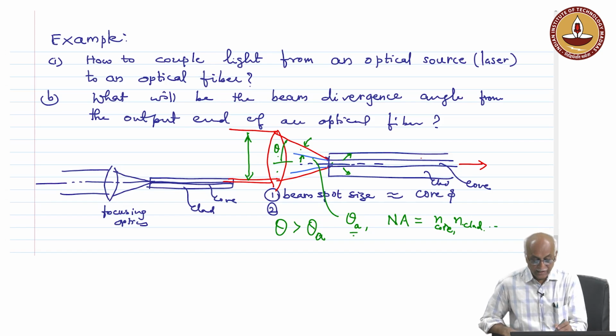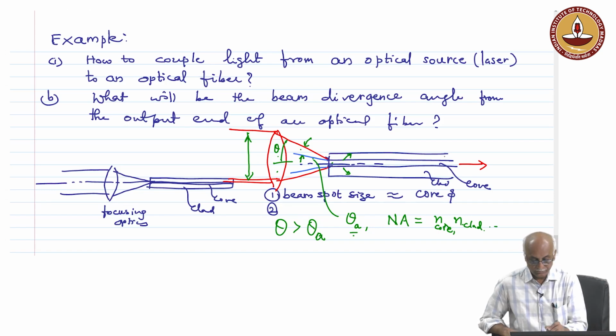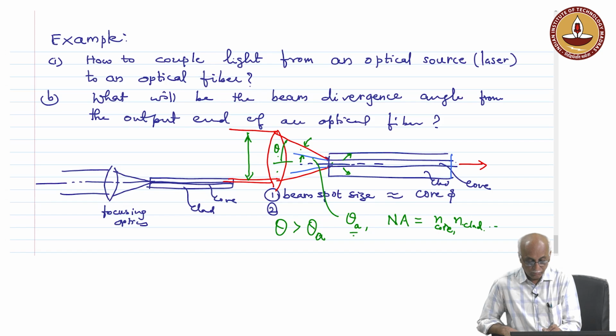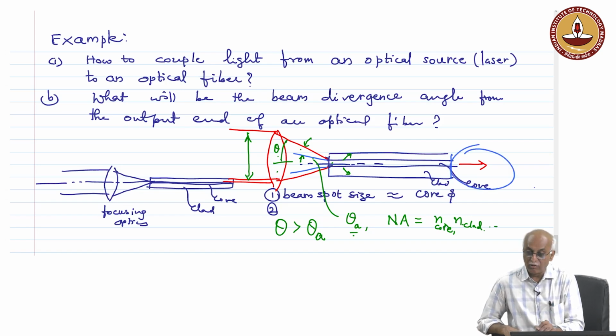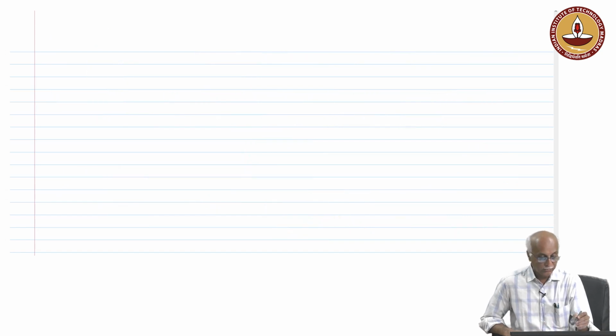Now when the light is being transmitted through the optical fiber, and at the output end of the optical fiber, how will the divergence angle of this light be? So it depends upon two things.